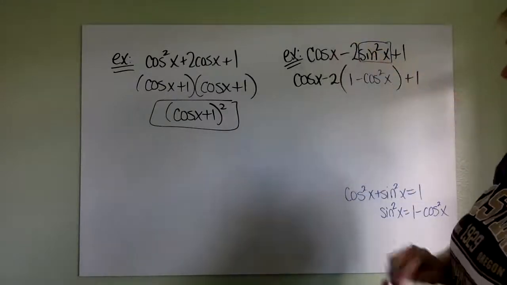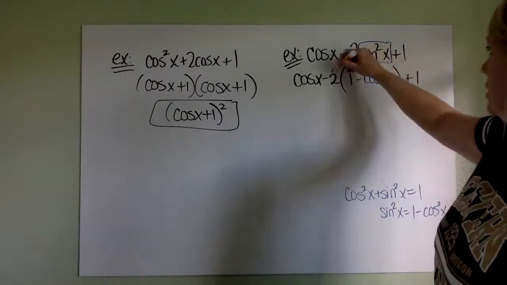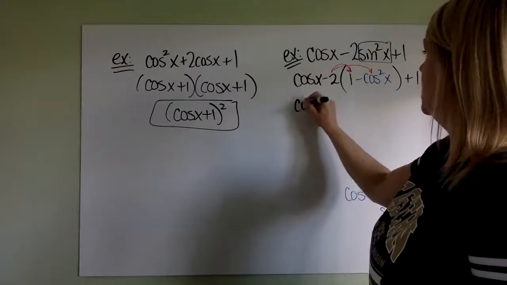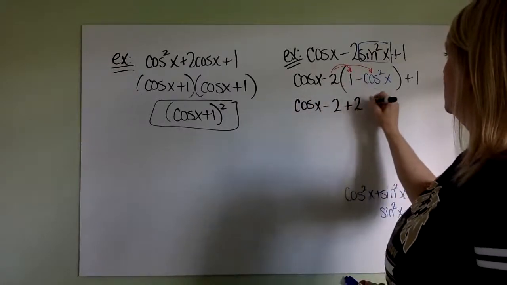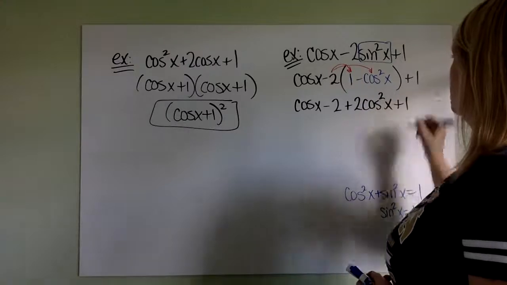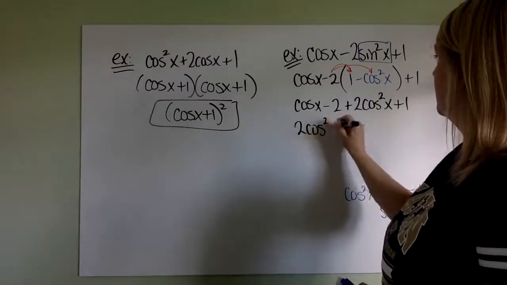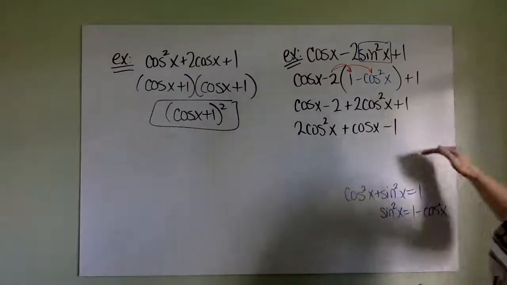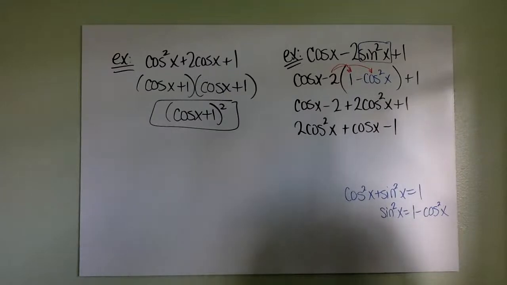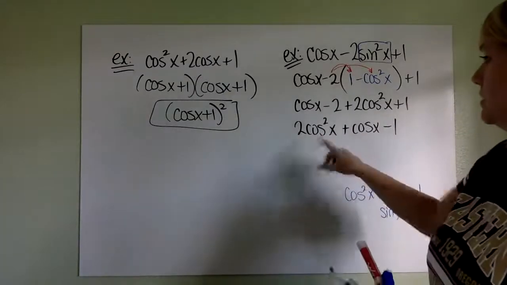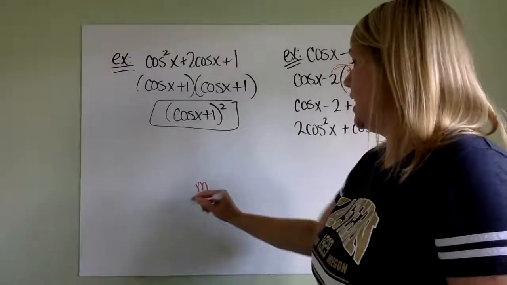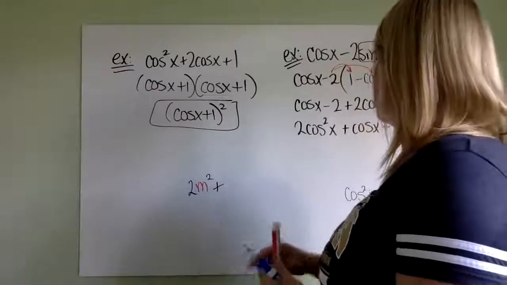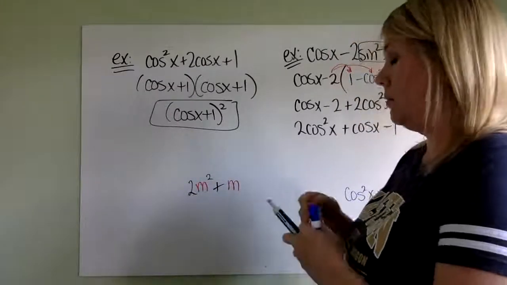So if I distribute this minus 2 here, I have cosine x minus 2 plus 2 cosine squared x plus 1. And rewriting it in descending order, it looks like that. Okay, so now back to what happens if I replace the cosine squared with an m. I have 2m squared plus m minus 1.